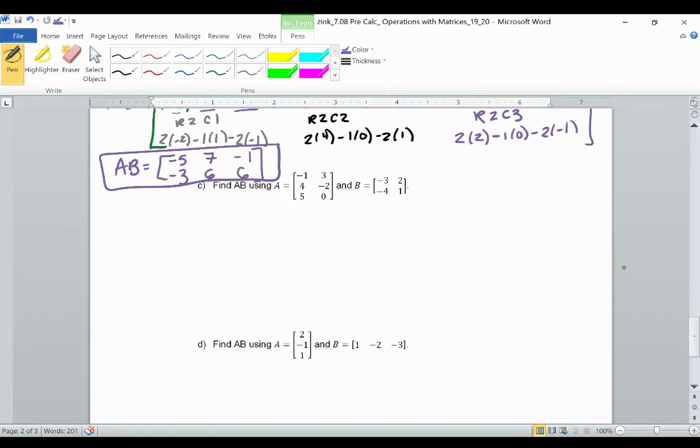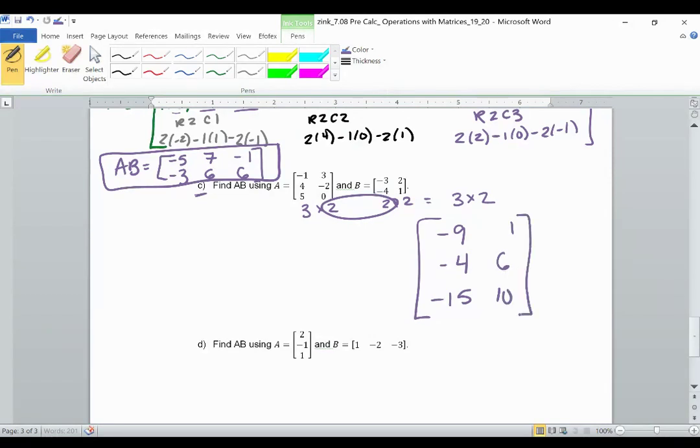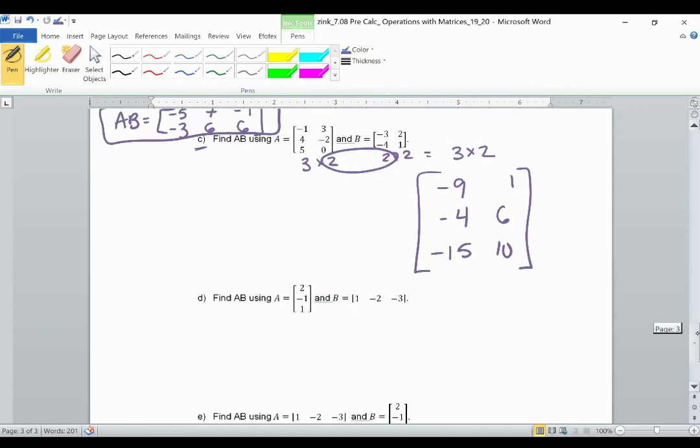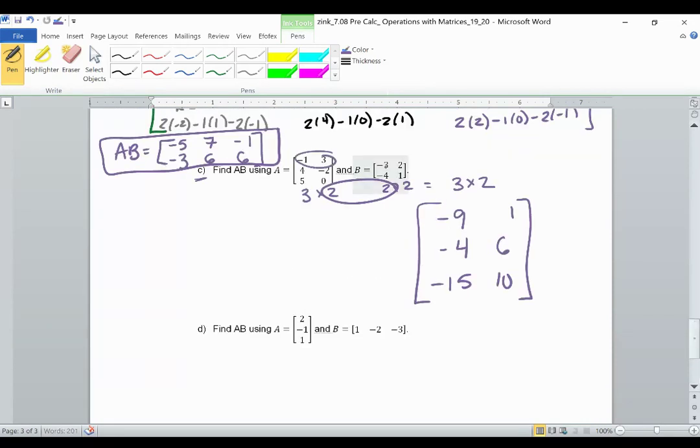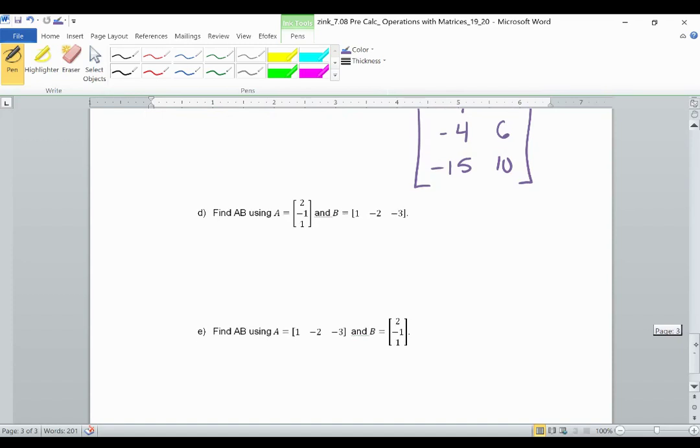Okay, so go ahead and hit pause and try doing letter C on your own. Okay, so the order of this one is 3 by 2. This one's 2 by 2. Middles are the same. Final answer should be a 3 by 2. And again, you can check this right on your calculator. I'll just give you the answer here in case you're having trouble using your calculator. And that should be your final answer. So you do it the same way, multiplying row 1 by column 1, and so on.